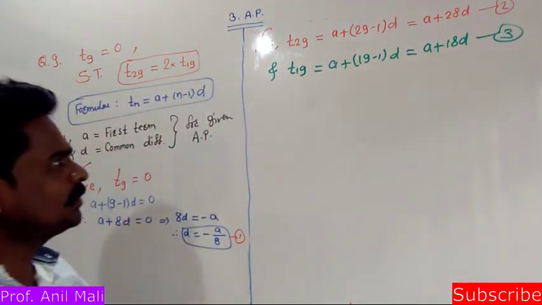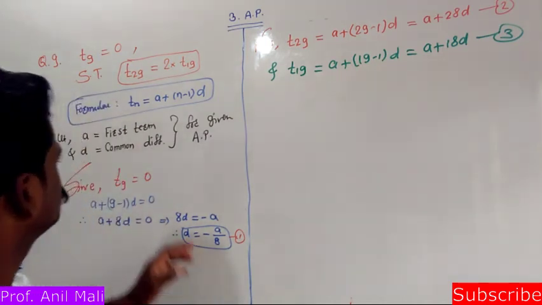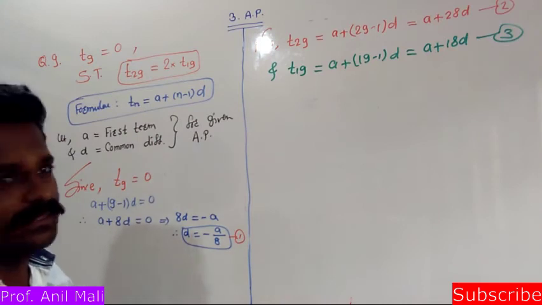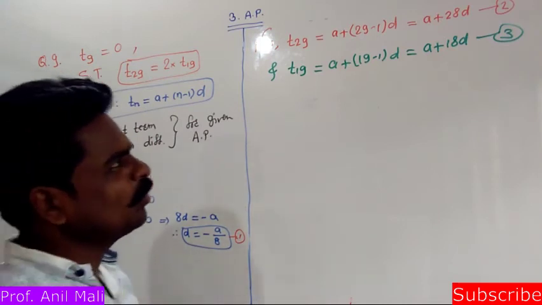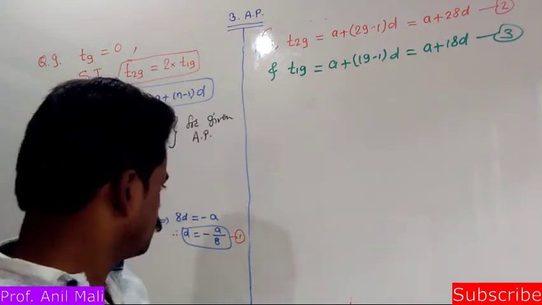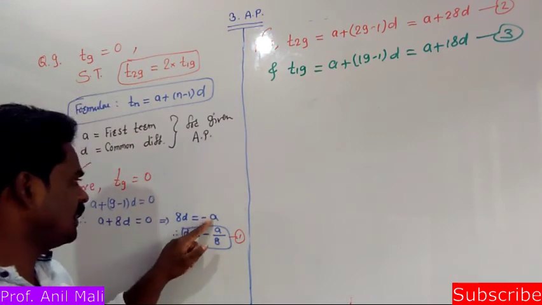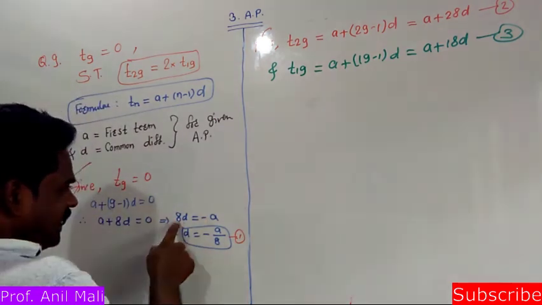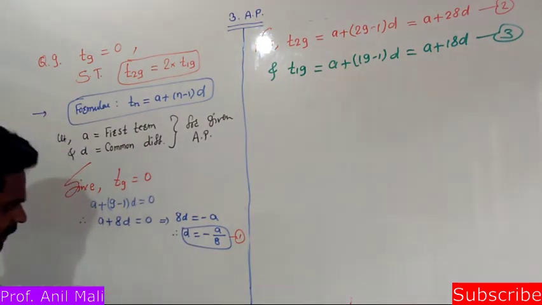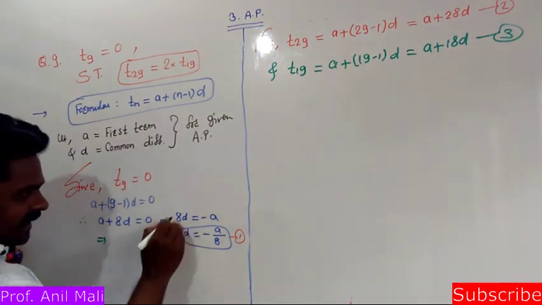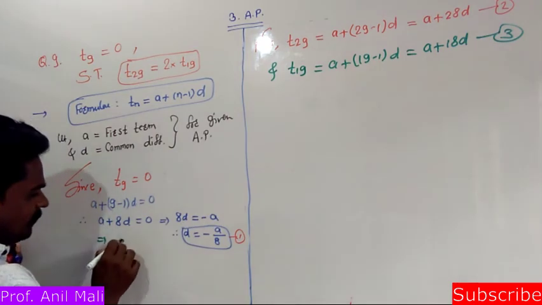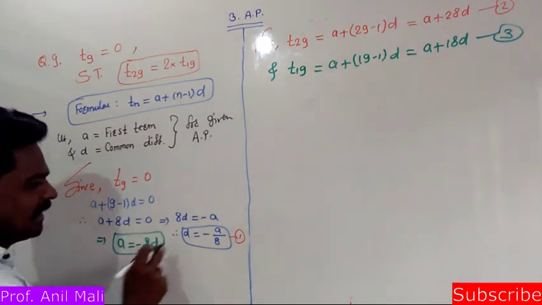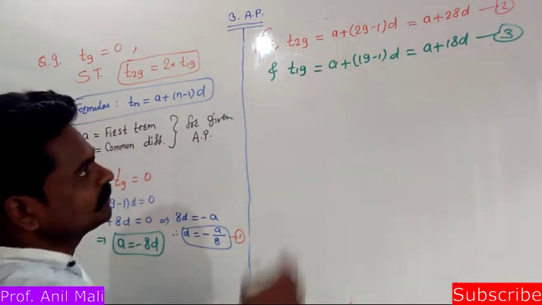But we need to show something different. What we need to show is that the 29th term is double the 19th term. But how can we show it? We have to put the value of A. A is equal to minus 8D, since 8D is equal to minus A. You can put it from here.